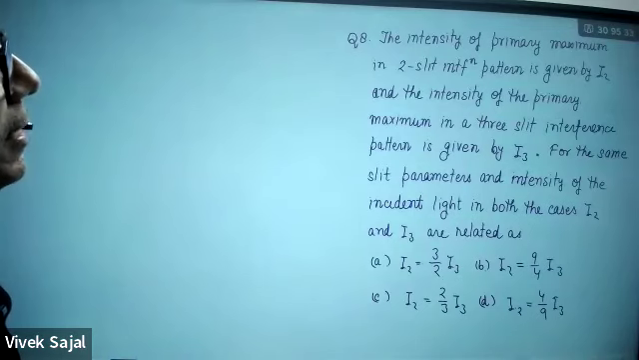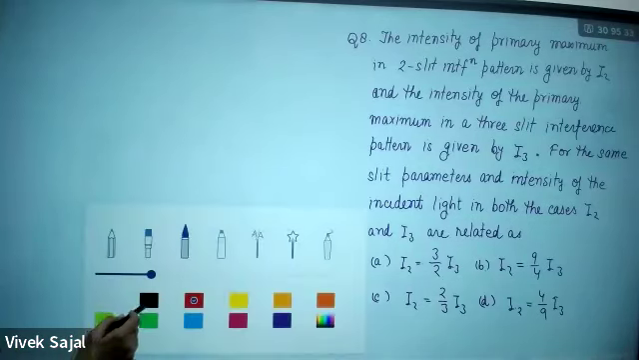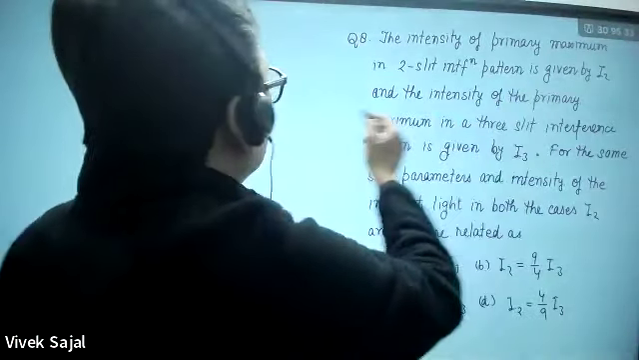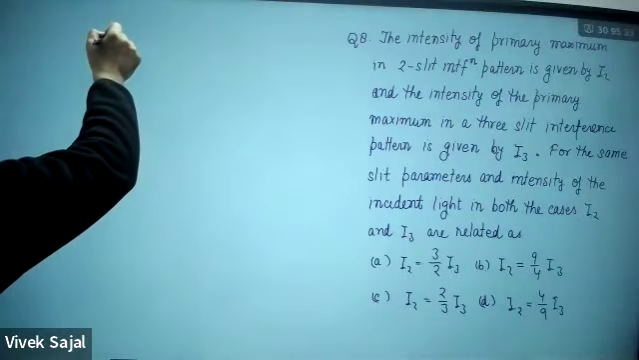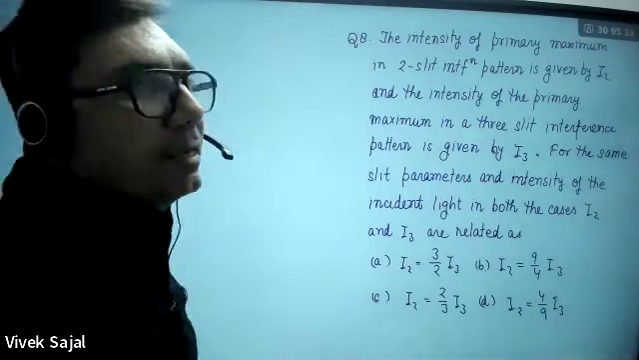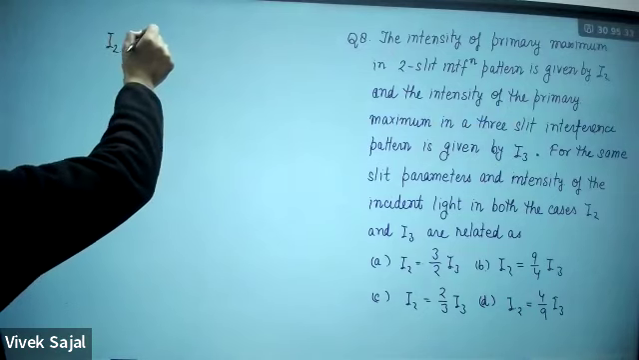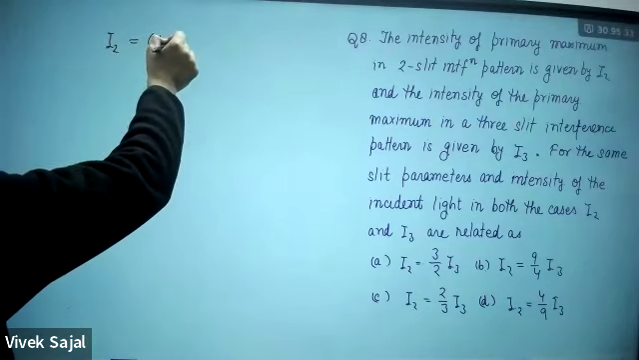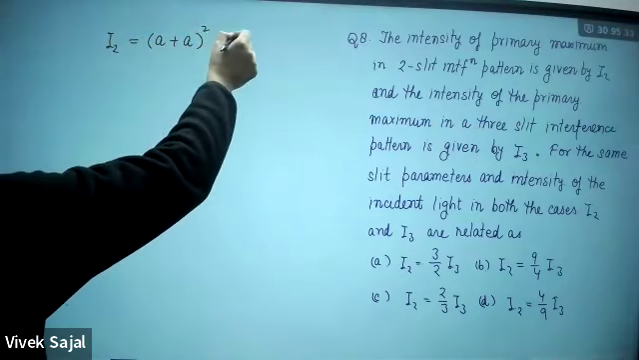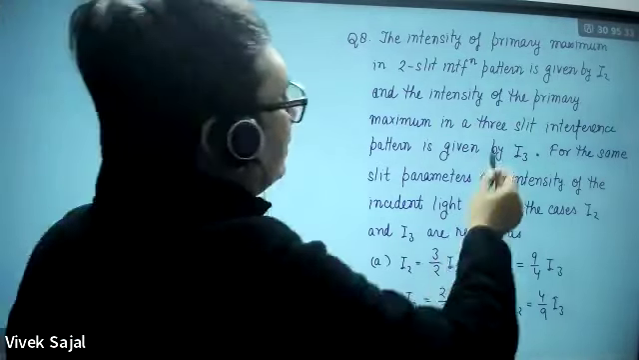The intensity of the primary maxima in a two slit interference pattern is given by I2. So I2 is the intensity of the principal maxima or primary maxima due to the double slit. How much will it be? If identical slits are there, then this will be 4A square. This will be 4A square, is given by I2.